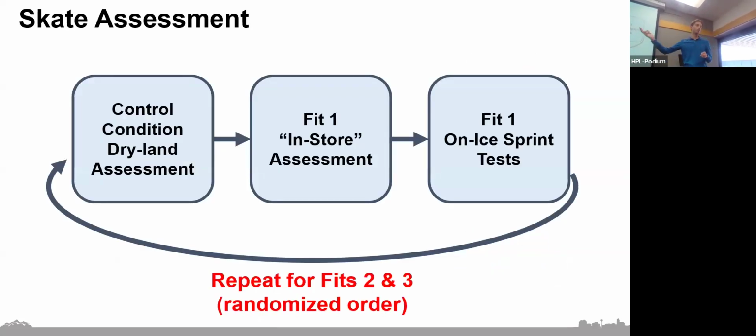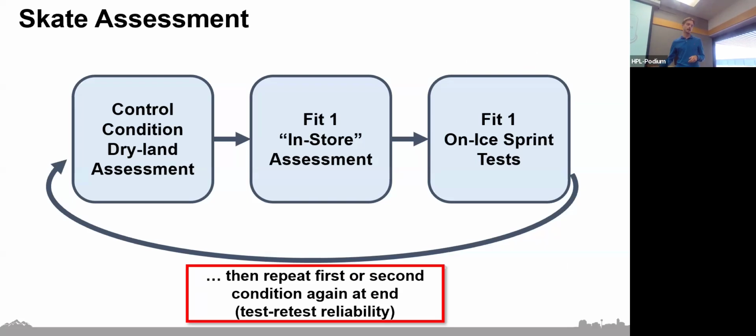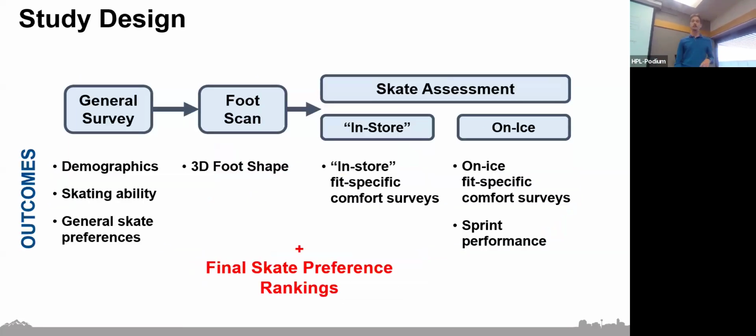Then the individual will repeat the fit assessment again, including that palate cleanse, the control skate try-on for the other 2 skate conditions. And then they will repeat the first or second condition again at the end as a disguised 4th condition. That's basically a test to help us determine the retest reliability for each individual's comfort ratings. So if they try on the same skate again, how reliable are they at rating it the same way they did the first time? Basically tells us whether we can trust our participants or not.